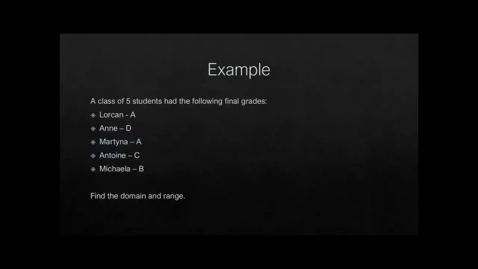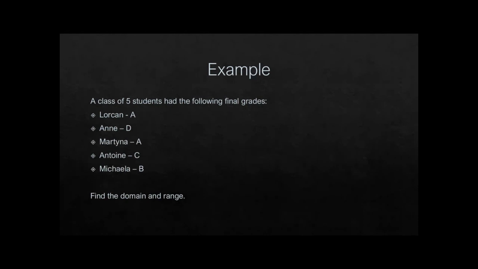So I've got an example here where we could have domain and range and things that are not mathy. We just have 5 students with their final grades. Lorcan got an A, Anne has a D, Martina has an A, Antoine got a C, and Michaela got a B. So this is just 5, right? I picked these from a random name generator, actually. Those exist.